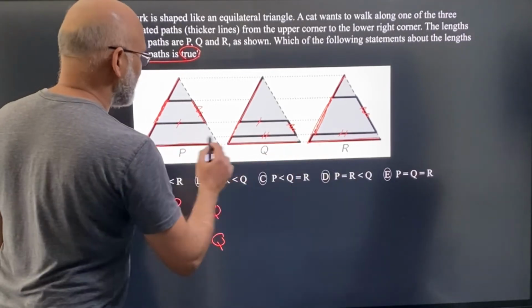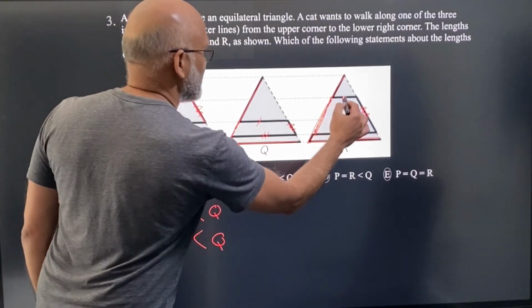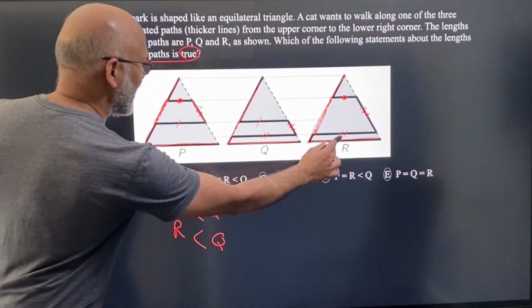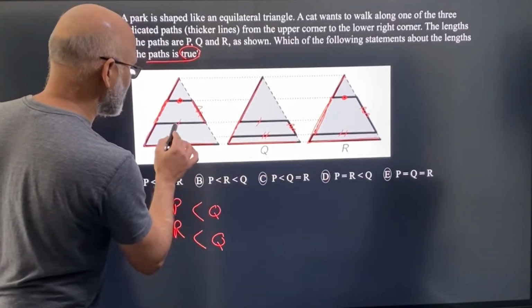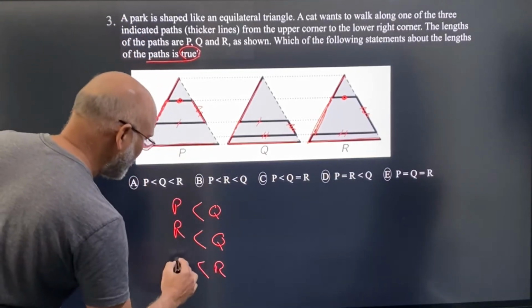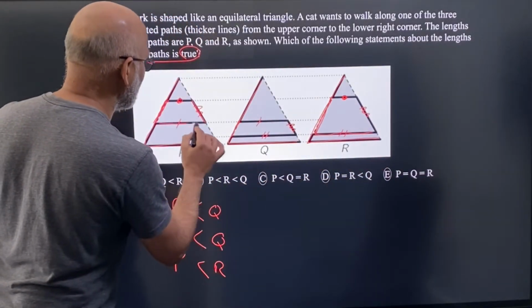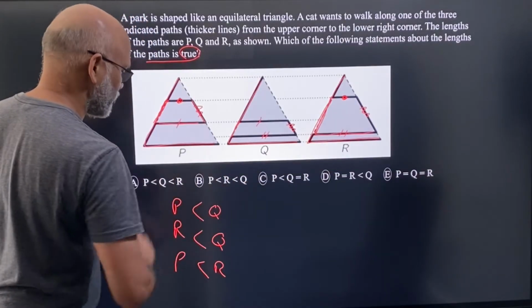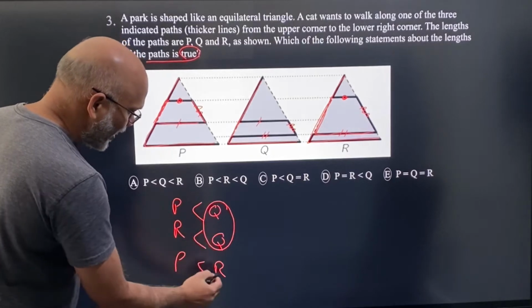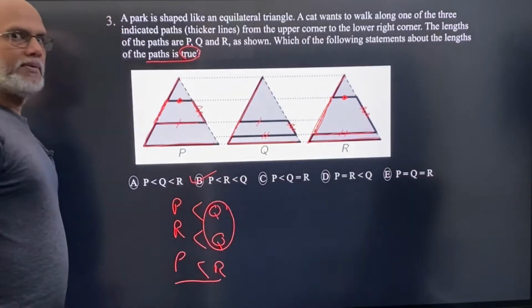If I look at P and R, this is the same. So this and this is the same. However, in this case, R, this line is closer to the base than this one. R is greater than P because this length is closer to the base than this. Therefore, this is greater than this one. So if you look here, Q is the greatest, and then R and then P. So Q is the greatest, then R, then P, then B is the correct choice.